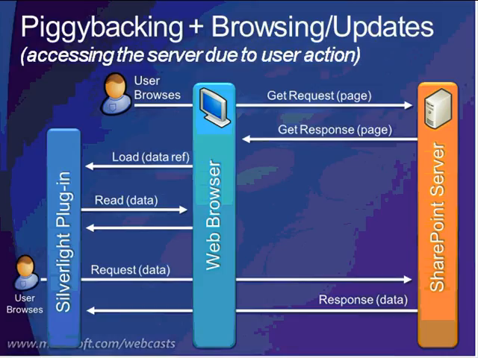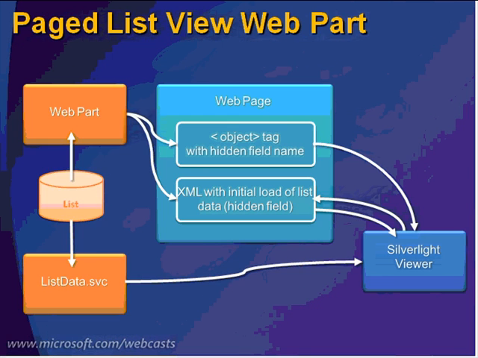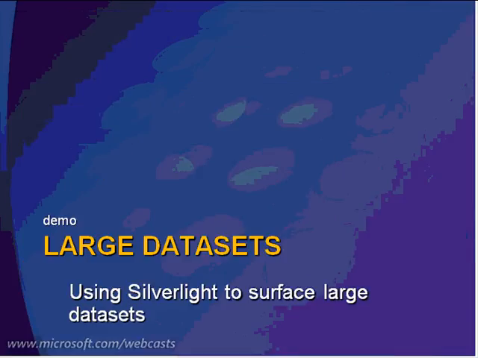On the other hand, once they actually click on something and they want more data, then I'm going to go ahead and use ADO.NET Data Services to update the display. So my web part is actually showing a specific list. It's going to go ahead and pass in some initial data, as I said, with the object tag. Silverlight pulls in the initial data and renders it, and then when the browse happens, it pulls more data from the list data service. So let's go ahead and see that in action.